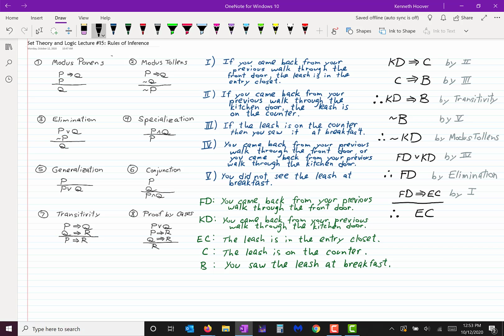And what's our reasoning for that last line? Look at the 2 lines right above it. I have FD, and I also have that FD implies EC. So that is modus ponens. It's just that the 2 input lines I'm putting into modus ponens are in a different order than they were written here, but that doesn't make any difference.